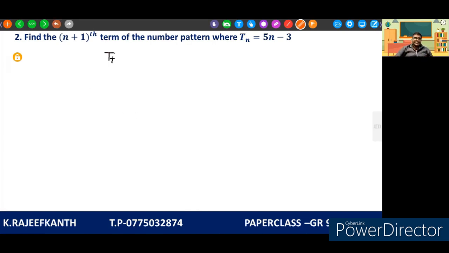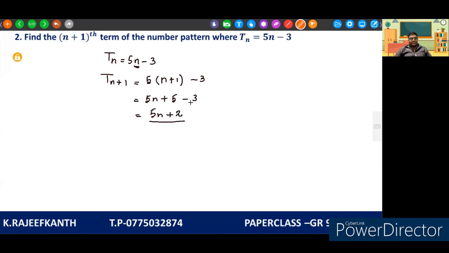Then here Tn is equal to 5n minus 3. Then Tn plus 1 is equal to 5 into, here n is equal to n plus 1. Then 5 into n plus 1 minus 3. Then 5 into n, 5n plus 5 into 1, 5 minus 3. First we have to remove the bracket, then we can simplify. Then 5n plus 5 minus 3, that is plus 2. Then Tn plus 1 is equal to 5n plus 2. Right? Then the third question.